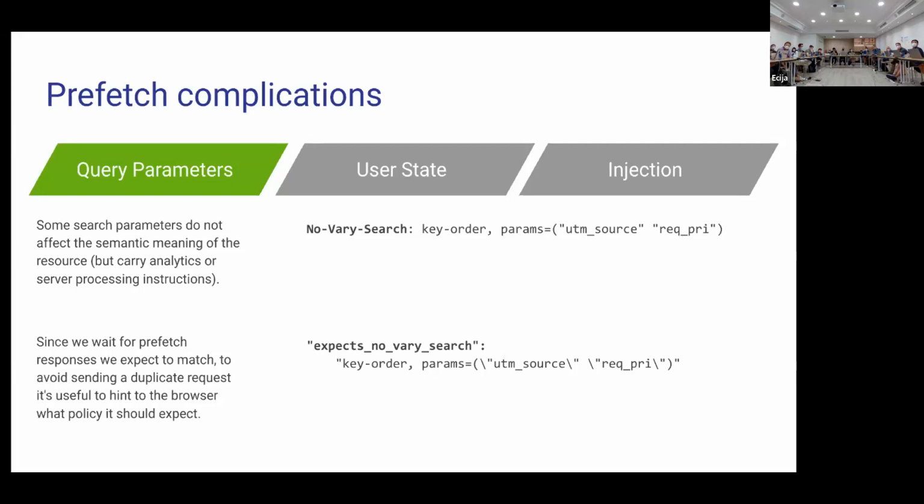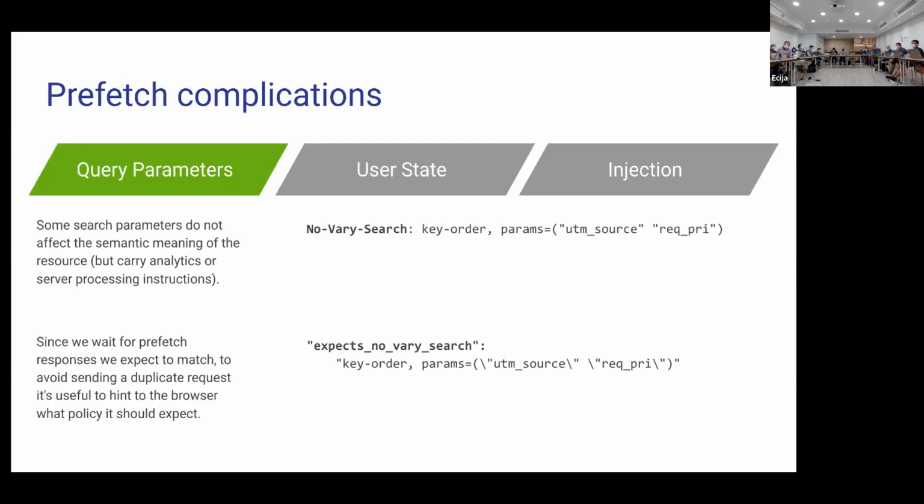As a result, we'd still like to be able to use the prefetch for a semantically the same resource when a navigation occurs that only varies in those ways. And so in order to do this, there's a response header that Chromium prefetch respects, it's No-Vary-Search, very simple. You can specify a list of parameters, or all of them, that are not significant in terms of whether it matters, as well as specify the order keyword that doesn't matter.